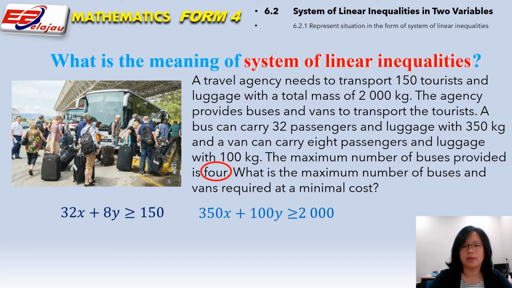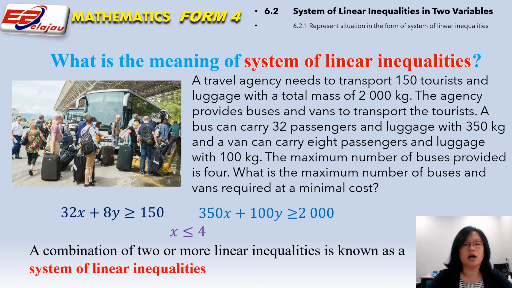Furthermore, the maximum number of buses can be represented by maximum of x is 4. Conclusion, a combination of two or more linear inequality is known as system of linear inequality.